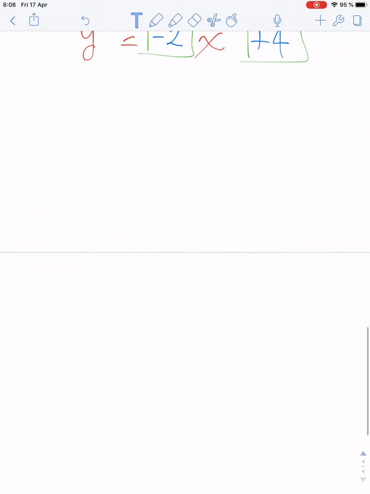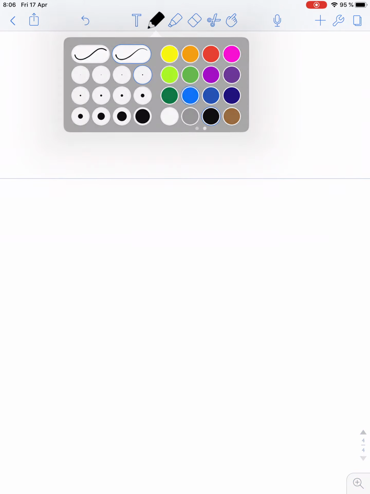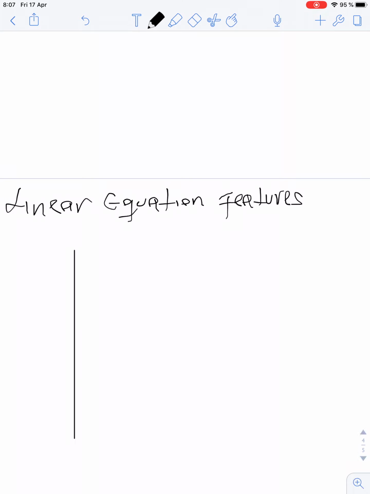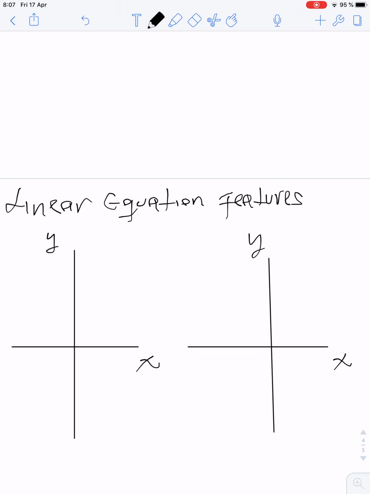Now, finally, some characteristics of linear equations. Linear equation features. Okay. For example, I'm going to say the following. We will have those coordinate planes, and for example, I will have two lines, this line and this line.